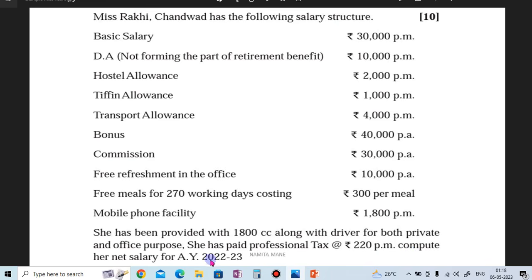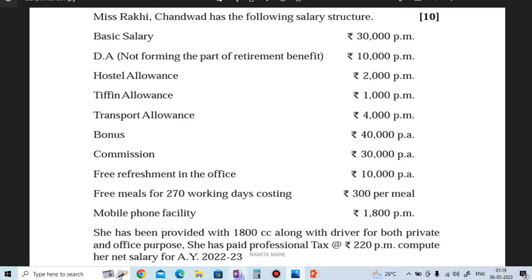Now next, compute her net salary for assessment year 2022-2023. Now this is the information provided for Miss Raki, and we have to compute the total taxable income, the income from salary for her. On the basis of this information we are going to compute Miss Raki's income from salary for the assessment year 2022-2023.